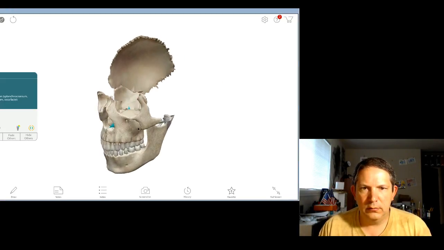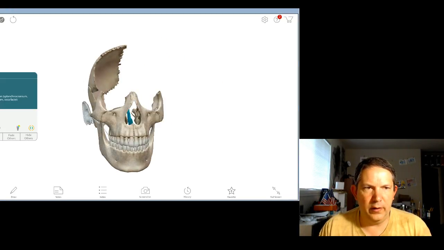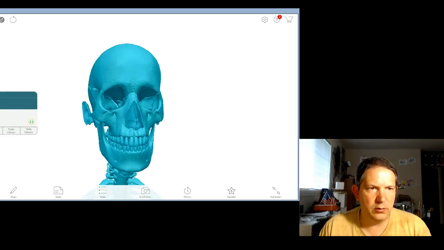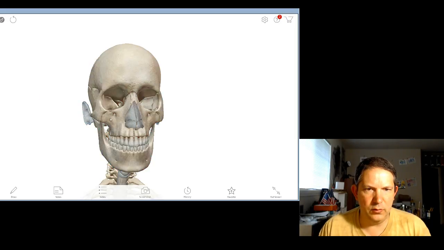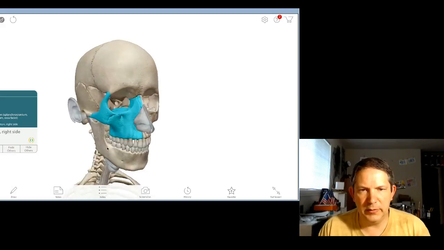Okay, so those were the bones of the cranium. So let's go back to the whole skull. Oops, let's do just the skull. And let's click on just the facial skeleton on the right side. Well, that's a little misleading.